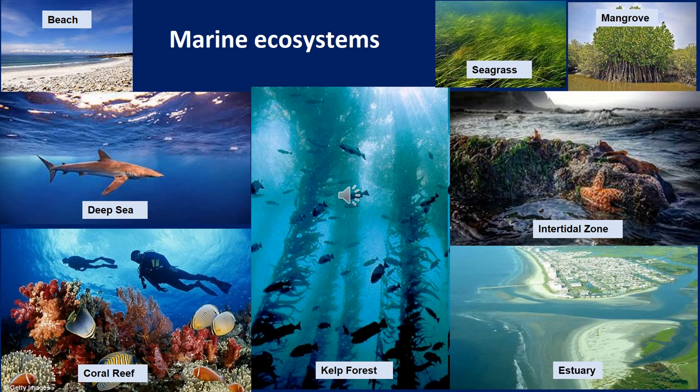Marine ecosystems can be further broken down into these categories: a beach, deep sea, coral reefs, kelp forest, estuary, where the rivers meet the sea, intertidal zone, where the waves break, seagrass beds, which are usually under not more than a few meters in depth, and mangroves that are really important for coastal stability.